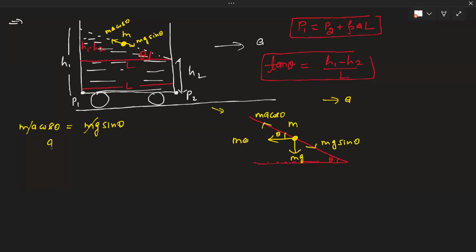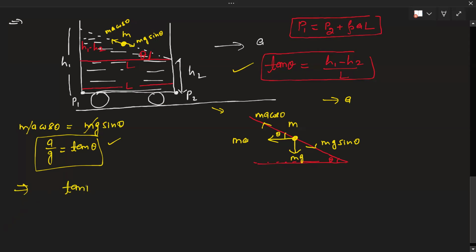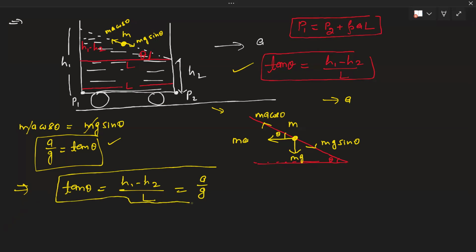So you can write that a by g is equal to tan theta. So tan theta is this also, tan theta is this also. So combining, for angle of inclination, tan theta is equal to h1 minus h2 by L, and is also equal to a by g. So you can correlate these three formulas, and whatever they ask, you can find. Understood?